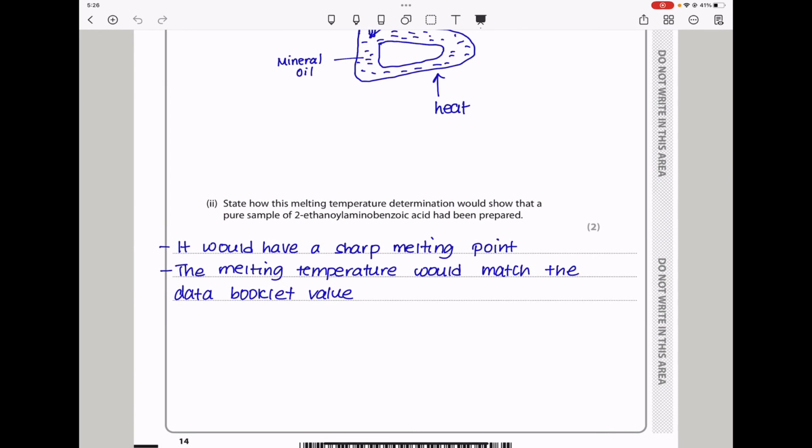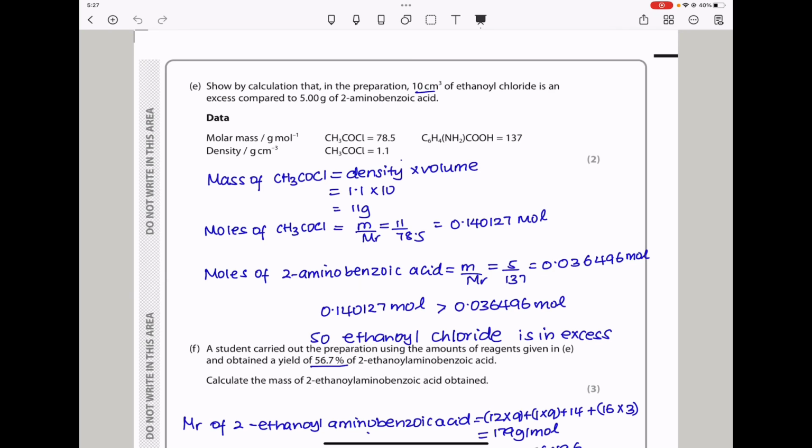Down here they say, state how this melting temperature determination would show that a pure sample of 2-ethanoylaminobenzoic acid had been prepared. So it would have a sharp melting point, and the melting temperature would match that in the data booklet. In part E, show by calculation that in the preparation, 10 cm³ of ethanoyl chloride is an excess compared to 5 grams of 2-aminobenzoic acid.